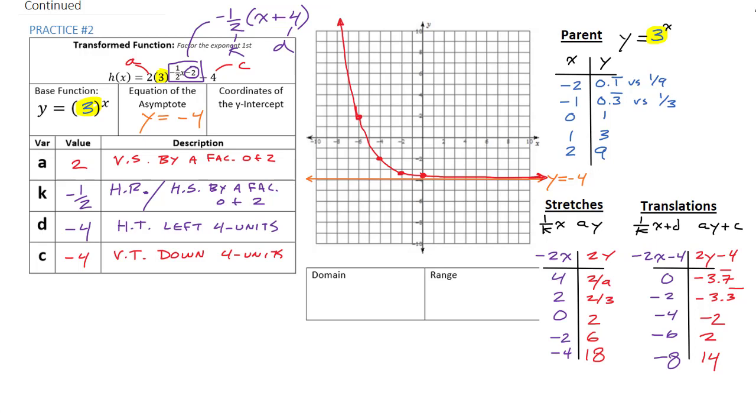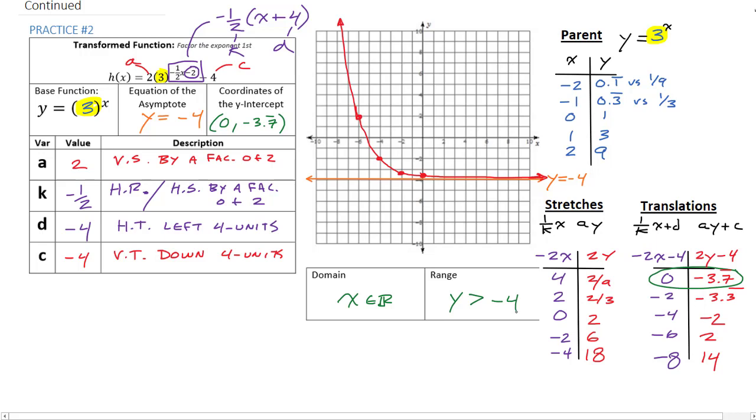The good news is we already have the coordinates of the y-intercept. It was on our table, right? With the x-coordinate 0, there it is. So it's 0 and -3.7 repeating. There you go. All right, domain, x can be anything. The range, your y-coordinates are all greater than -4. They're all above it, right? Because a wasn't negative, we didn't flip down this time. All right, so there's that.